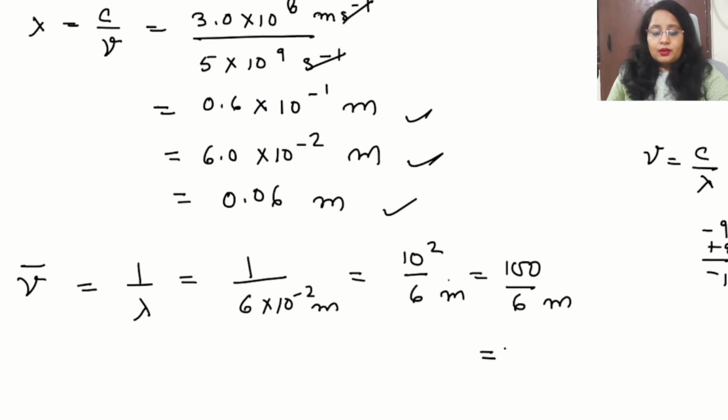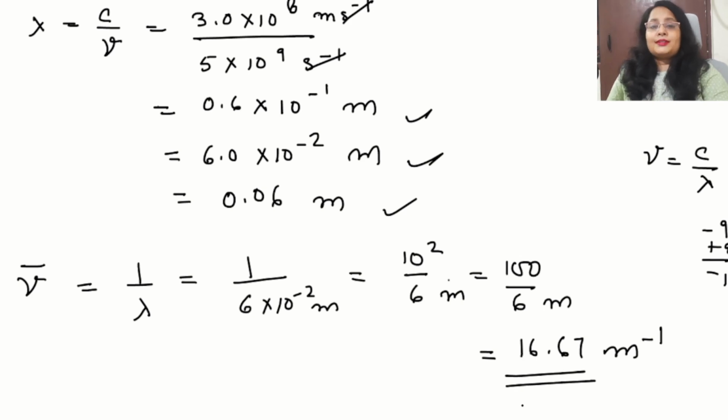So when we divide it, we will get the answer 16.67, and the meter will go up and it will become minus 1. This is the answer for the wave number. It is 16.67 per meter.